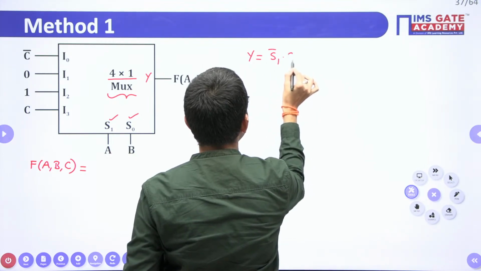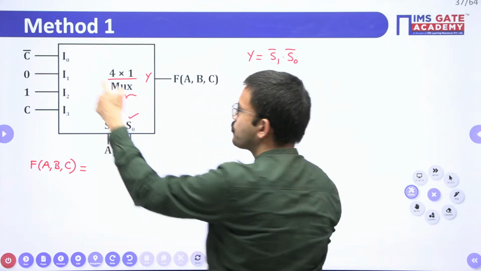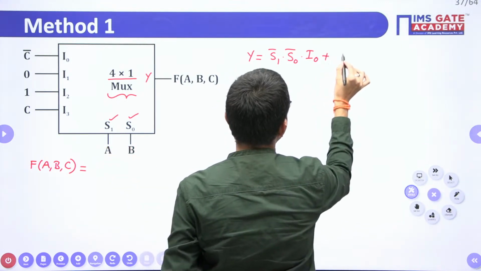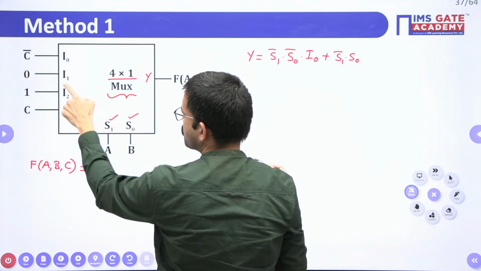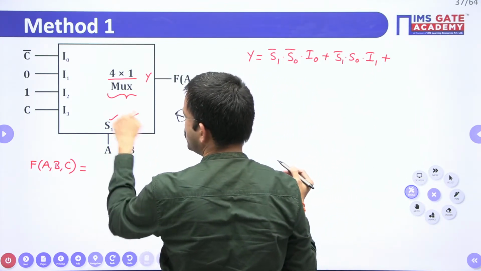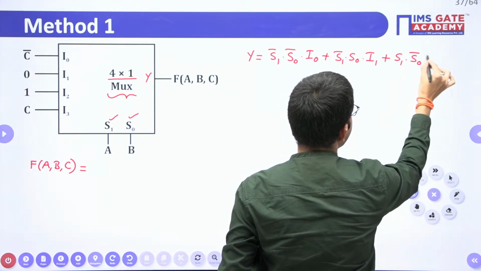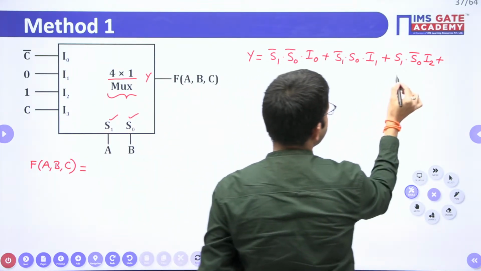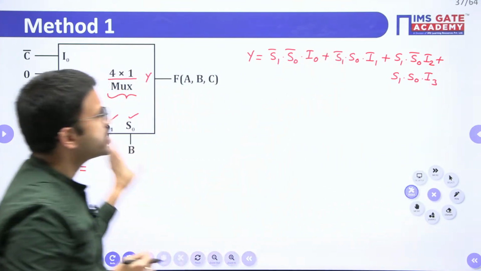If both the selection lines are zeros, 0 0 combination, 0 0 is nothing but equivalent value 0. So that means I0 will be connected. Next, for 0 1 combination, I1, since 0 1 is nothing but 1. So I1 will be connected to the output. Next, 1 0 combination, 1 0 is nothing but 2. So I2 will be connected. And the last combination 1 1, 1 1 is nothing but 3. So I3 will be connected. So this is the standard equation regarding a 4/1 mux.